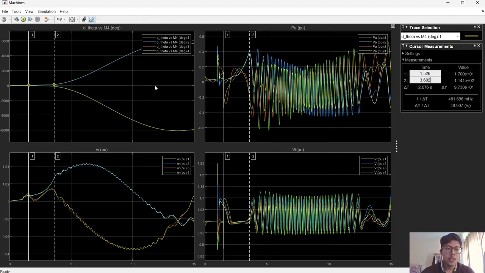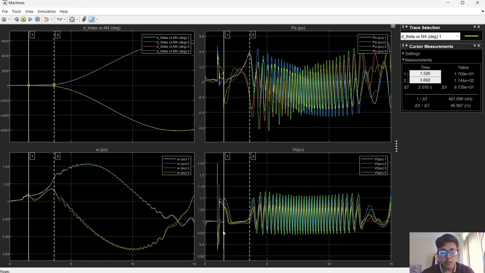So from the graph you can see this is the delta theta graph, power per unit, and VT per unit. From the delta theta we can see that this is stable when the data is stable. Then when we set the fault time at 1.5, it becomes unstable. So this is unstable. To look at it better, we look at the VT per unit.